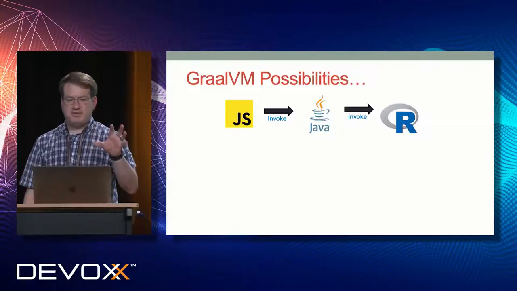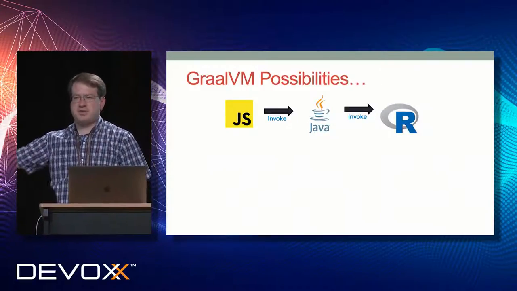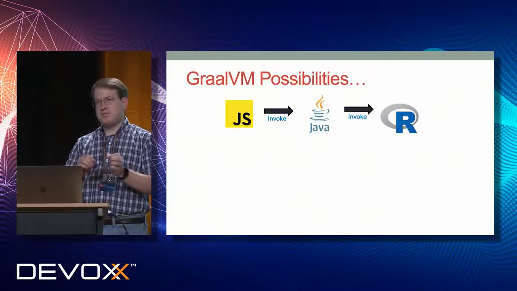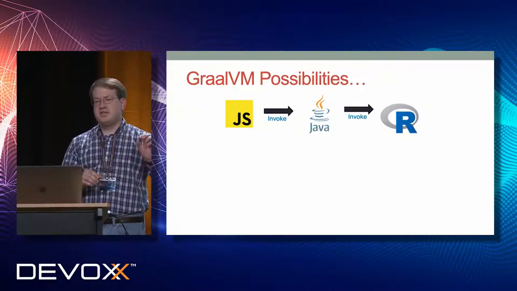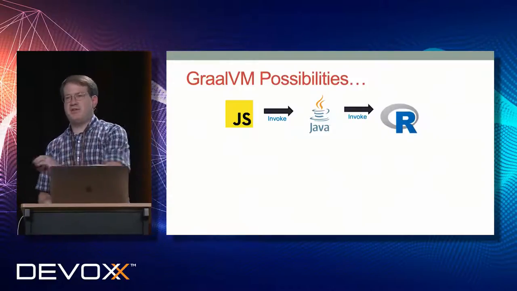So you could have some JavaScript code in an Express application that invokes some Java code, which in turn invokes some R code, all running within the same VM, right? So it's not just one direction. It's not just Java running something else. It can be something else running Java as well.